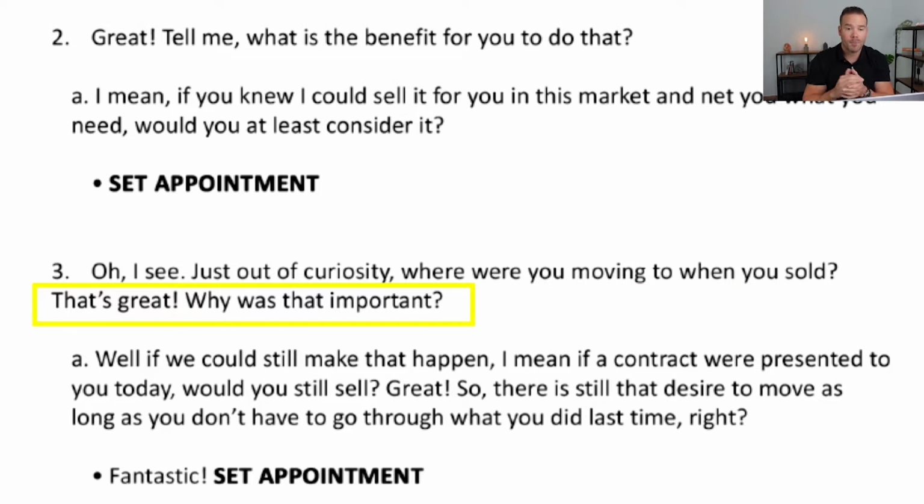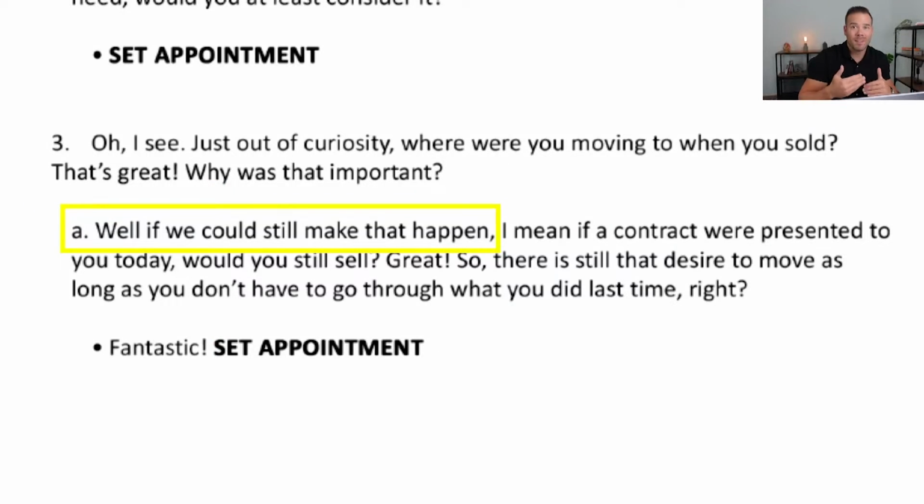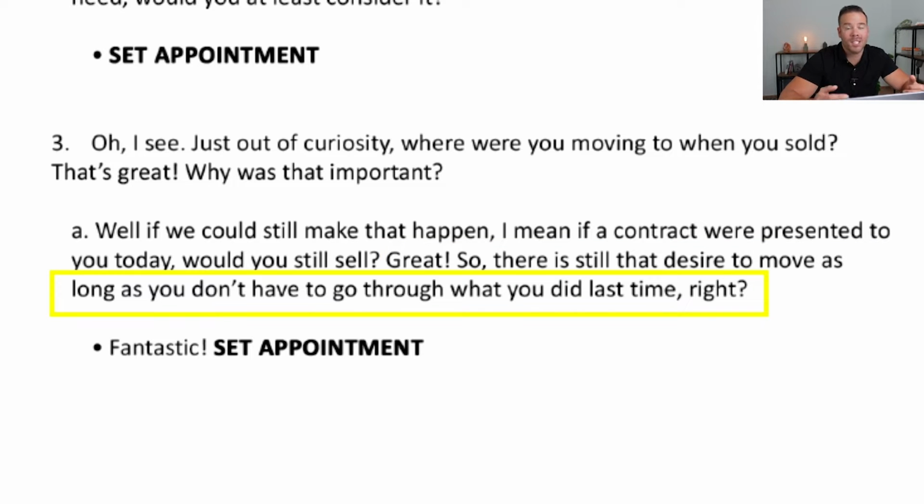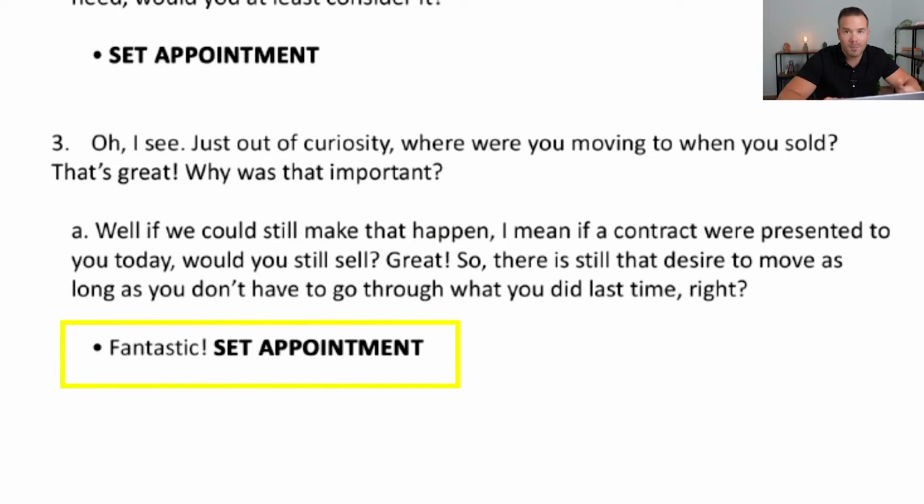That's great. Why was that important? So, hey, we're going to move to Florida because we just like having no state tax, whatever the reason is. Hey, why was that important? You want to get that out. Well, if I still could get you to Florida so you don't have to pay state tax anymore, if I could still make that happen, if a contractor presented to you today, would you still sell it? Great. So there is a desire to move as long as you don't have to go through what you did last time, right? Great. Set the appointment.